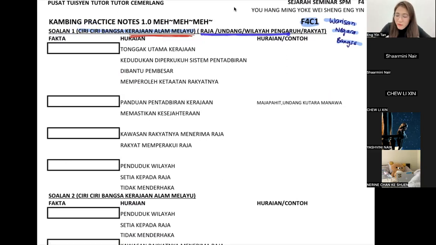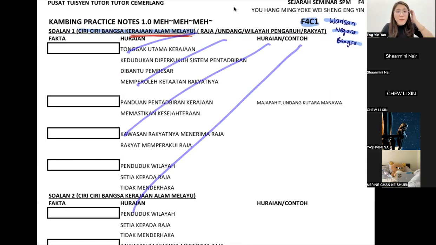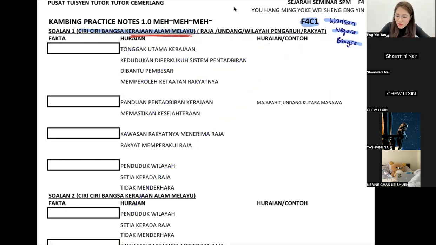So can you see right hand side here? I give you all the important key points. What you need to do is just copy in. So can you see the first question over here? Soalan yang pertama dekat sini. Basically, just fill in the blanks. This one is for you to understand the full topic.